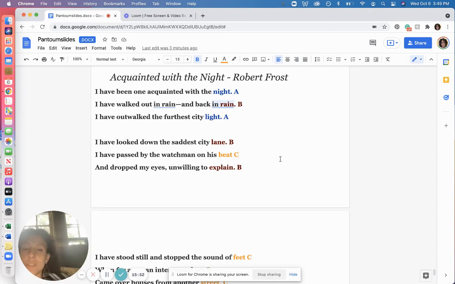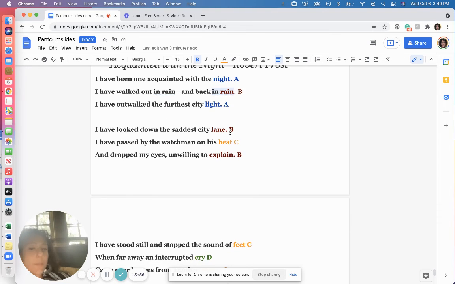So see, each stanza is a thought. So now we've forgotten about beat, rhyme C, but we're bringing it back.